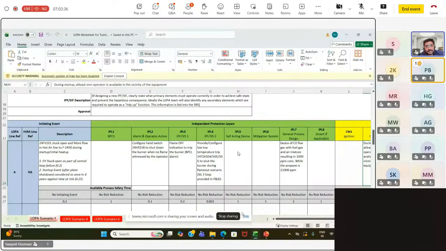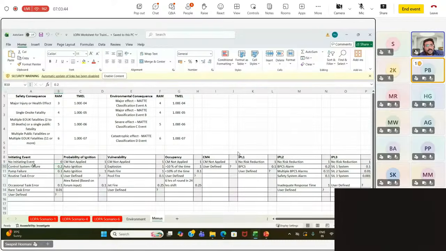So what they are saying is, for a control valve or a control loop failure, if you look at this, these are the initiating events, okay? Somebody was asking me to give an example for enabling or initiating events, okay? So this is the initiating event. First of all, if there's no initiating event at all, you just put it as 0. If it is an initiating event that is due to a control system failure, you consider it as 0.2. If it is due to a pump failure, you consider it as 0.1.